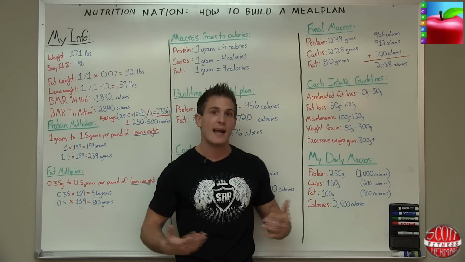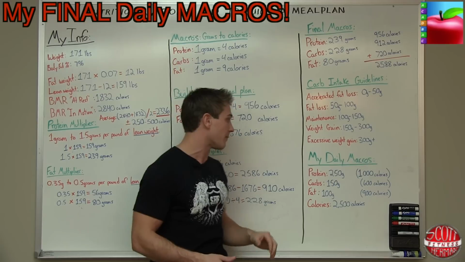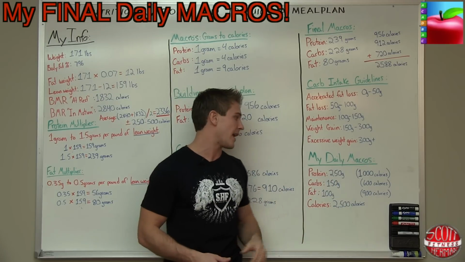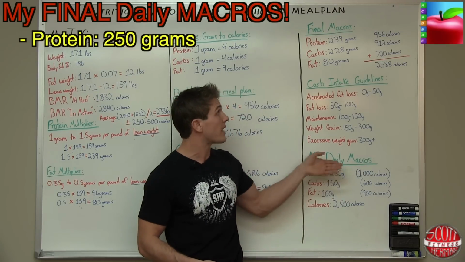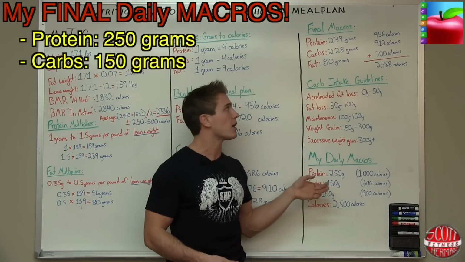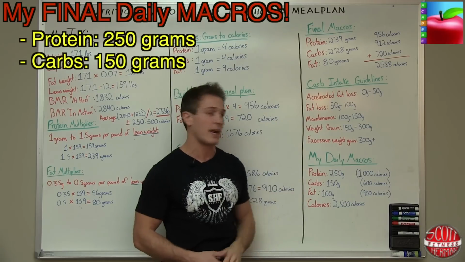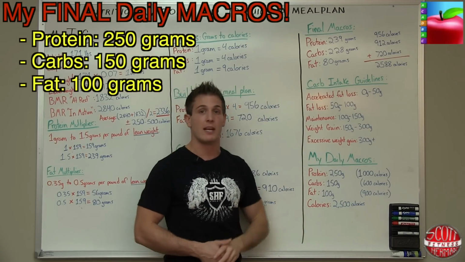And so for me, what I did was I manipulated these numbers and I came to this conclusion down here. So my daily macros as of right now is I'm eating about 250 grams of protein, so I bumped that up from 239. I'm eating only 150 grams of carbs, which previously it was 228, and I'm eating 100 grams of fat, which before was 80 grams.